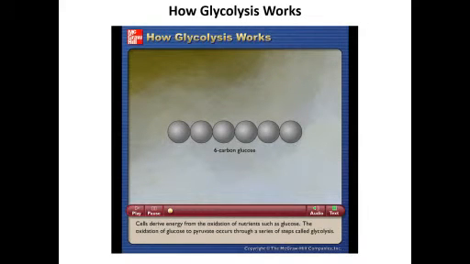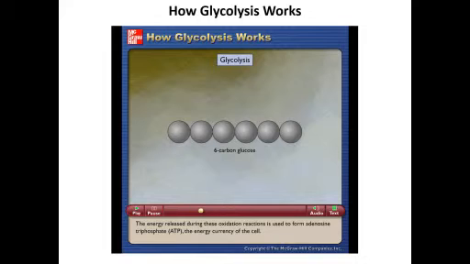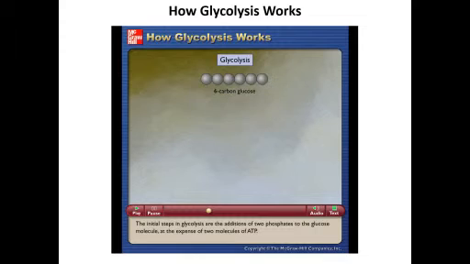So we're going to start with the process of glycolysis. Cells derive energy from the oxidation of nutrients such as glucose. The oxidation of glucose to pyruvate occurs through a series of steps called glycolysis. The energy released during these oxidation reactions is used to form adenosine triphosphate, ATP, the energy currency of the cell. The initial steps in glycolysis are the additions of two phosphates to the glucose molecule at the expense.